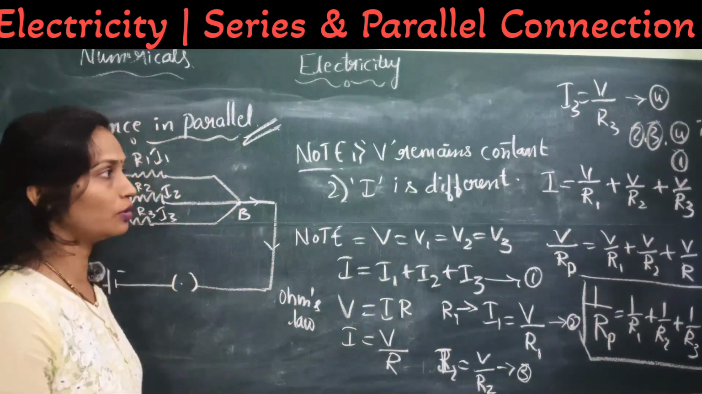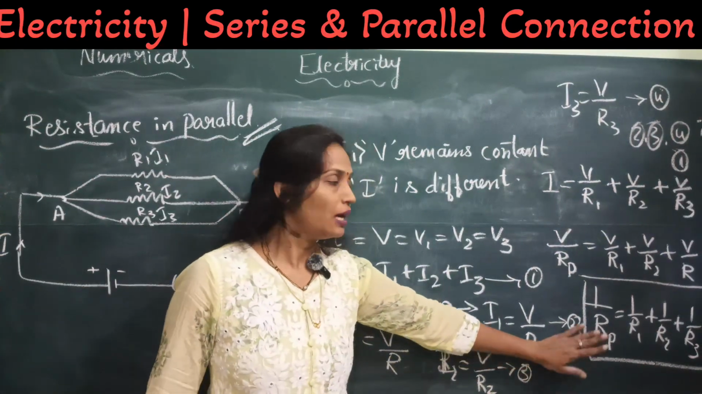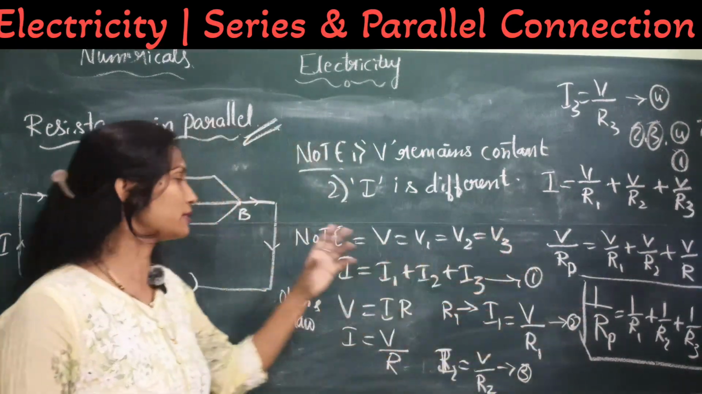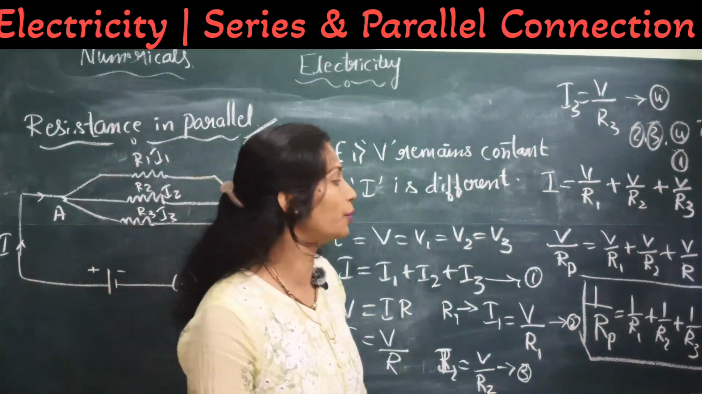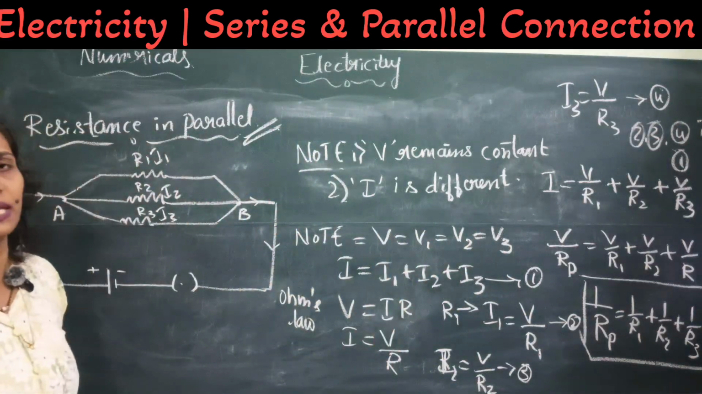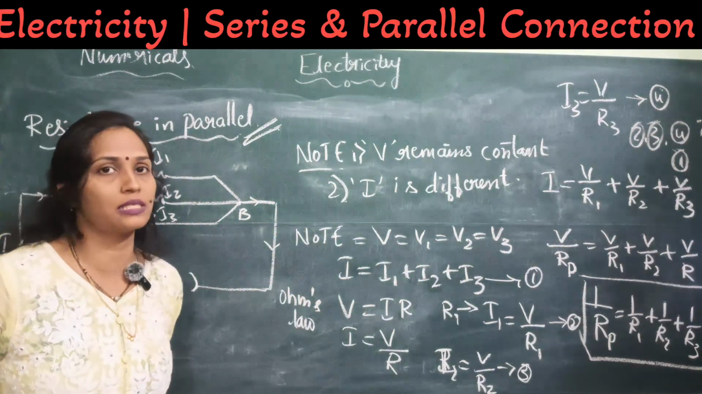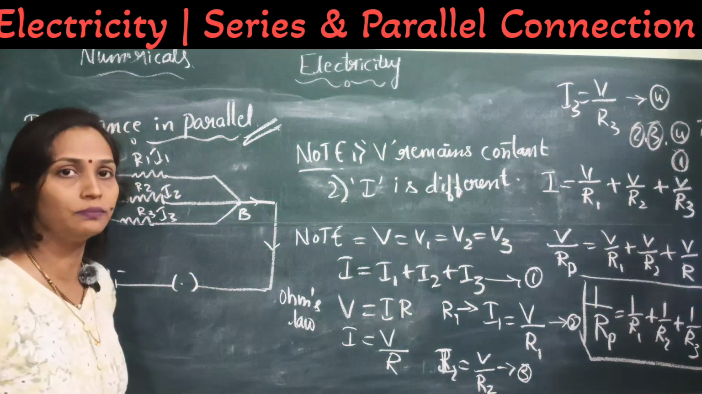Okay, please note down this. This is the formula to calculate the resistance. Total resistance in a parallel connection: 1 divided by Rp is equal to 1 by R1 plus 1 by R2 plus 1 by R3 and so on. However many resistances there are, that many you need to take as reciprocals. Okay, please note down this one.